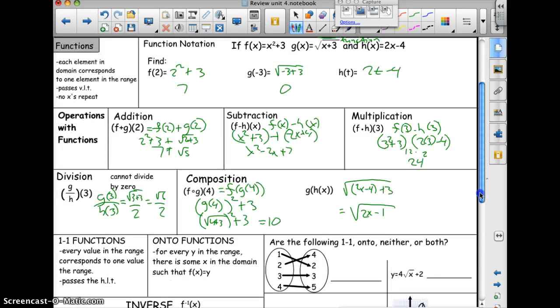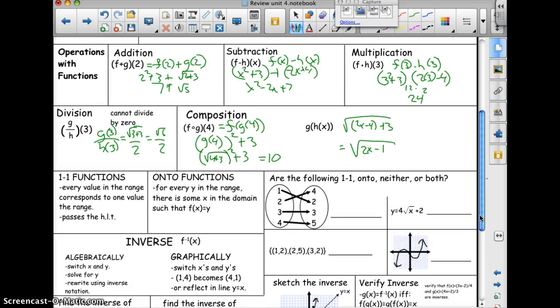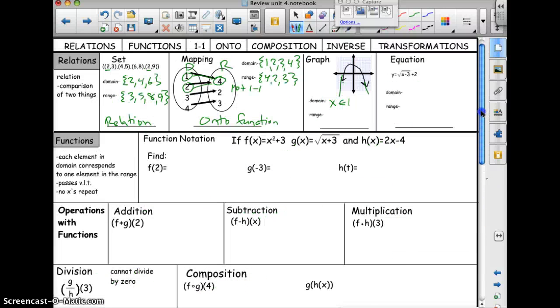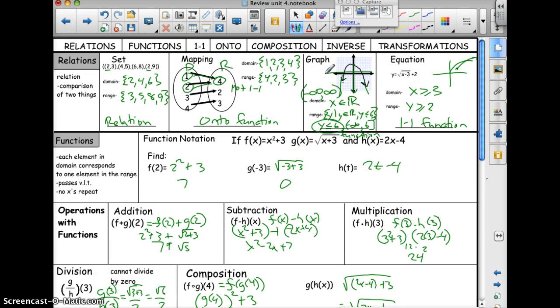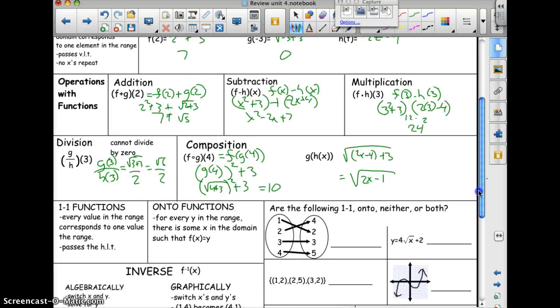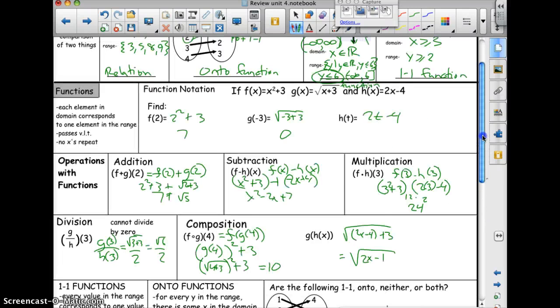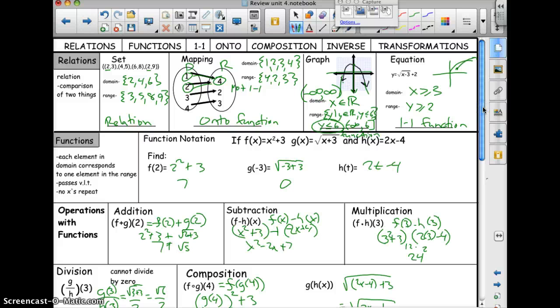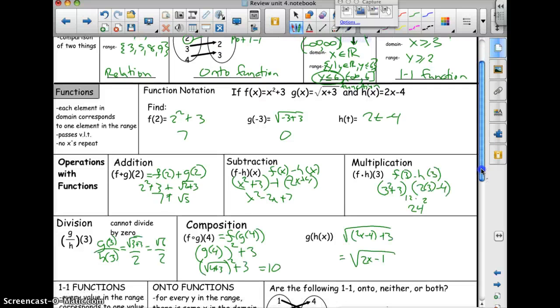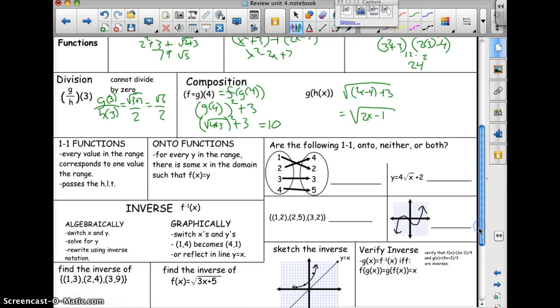All right. One-to-one functions. We already kind of talked about it. Every value in the domain corresponds to one value in the range, and it passes the horizontal line test. Okay? If you look back up at this example right here, this fails the horizontal line test. That's why that was not one-to-one. Onto functions: for every y in the range, there is some x in the domain such that f of x equals y. And basically, when you're looking at a graph, it's going to cover the entire y-axis. Like all these values of y up in here, from 6 up to infinity, anything greater than 6, you can't map onto it, so it's not onto.